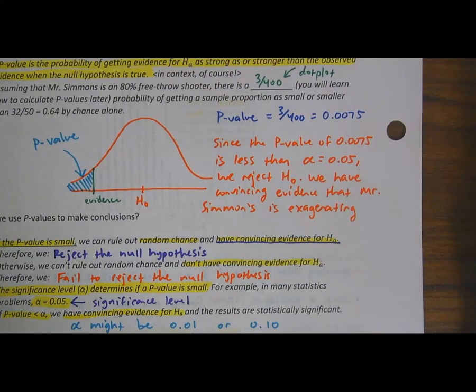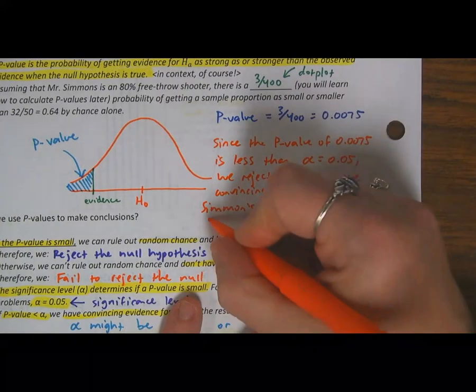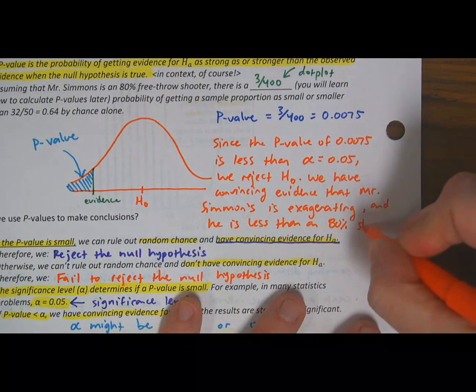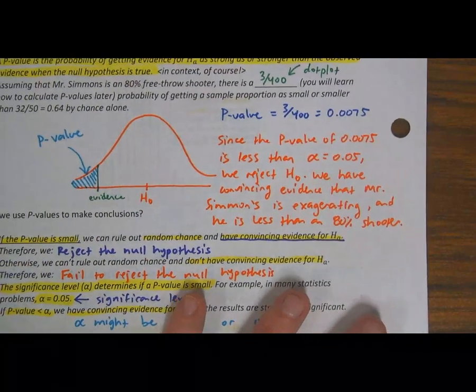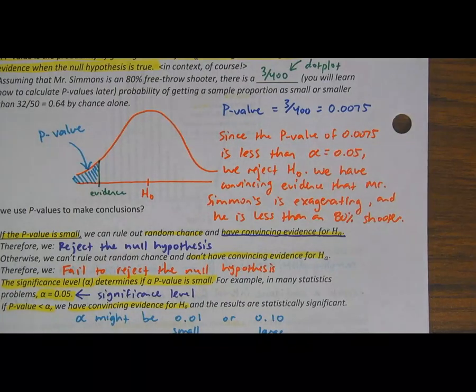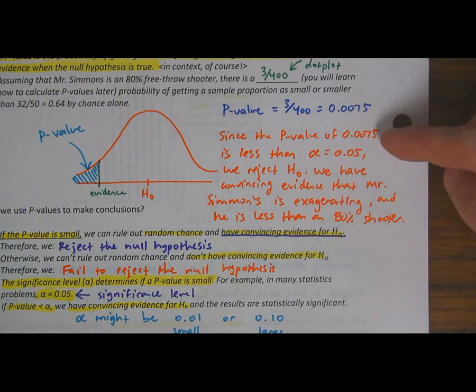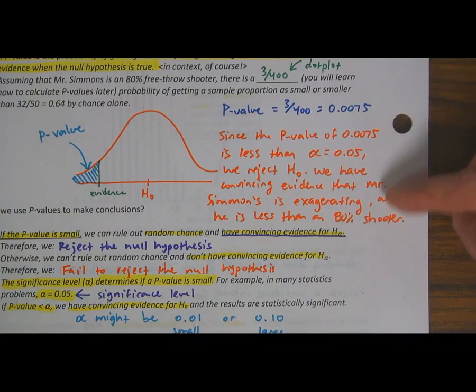I think that Mr. Simmons is exaggerating, and he is less than an 80% shooter. So eventually, you're just going to be given a paragraph of information. You're going to have to write your hypotheses. You're going to have to perform this whole calculations part. Remember that state, plan, do, conclude stuff? That's going to be applicable here as well. We'll eventually look at that 4-step process. But at the very end, you're going to go back and you're going to compare your p-value to the significance level, and you're going to be able to write the sentences. All right, turn the page.